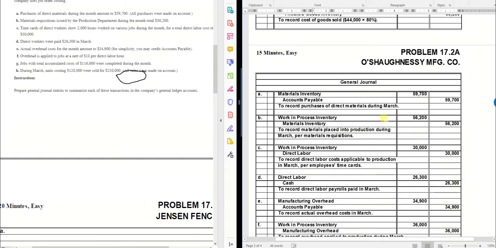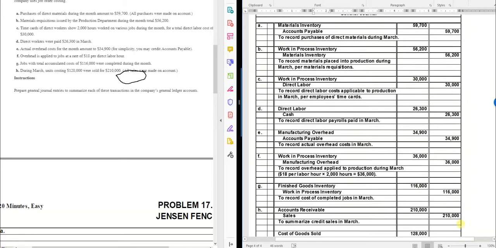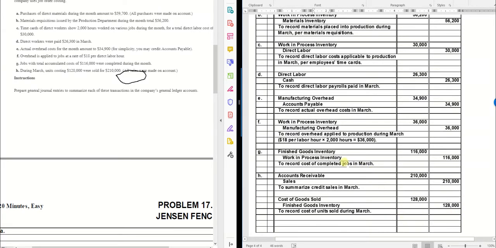I could do the same with WIP. Here I added materials, added labor, added overhead, and here's how much I took out. So these would be on my debits, this is my credit, my balance is ending inventory. And my finished goods, here's how much I put in, here's how much I took out. So that's my balance in inventory.